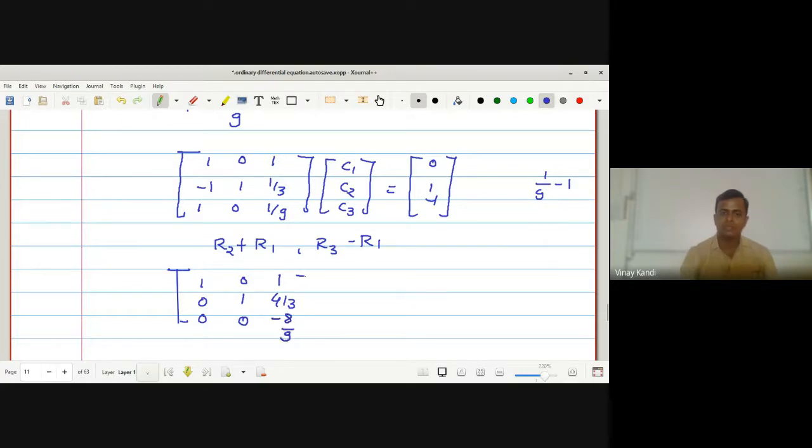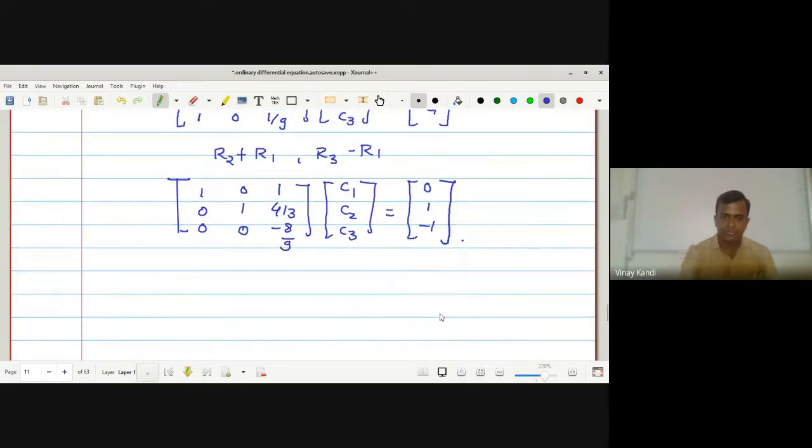Here we get c1 c2 c3 as it is, which is equal to this 0 as it is, r2 plus r1, 1 plus 0, here 1, -1 minus 0 -1, this is as it is. So here we get c3. It implies that -8 upon 9 into c3 is equal to -1, which implies that c3 is equal to 9/8.